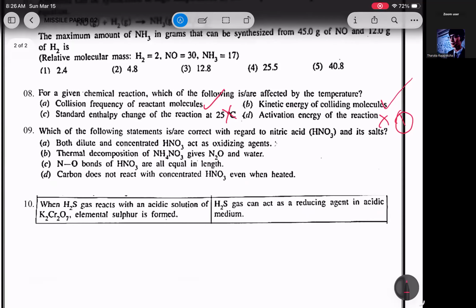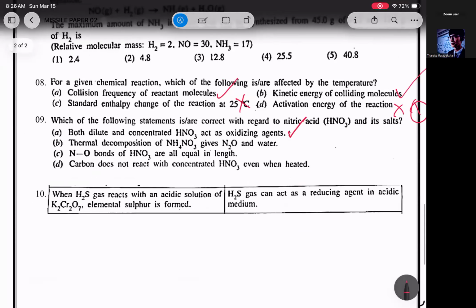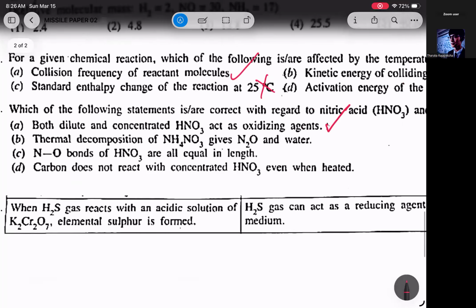So which of the following statements is correct regarding nitric acid, HNO3 and its salt? Both dilute and concentrated HNO3 act as oxidizing agents. That statement is correct. We have learned these reactions under HNO3 in the revision class. I won't go into much detail. We have studied all the reactions which come under them.